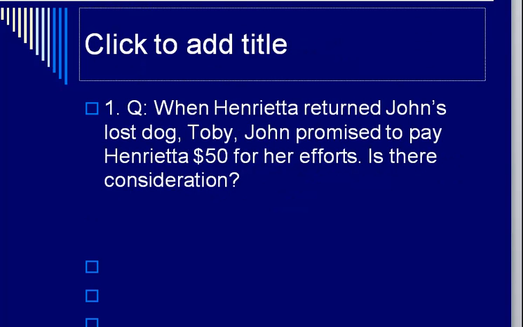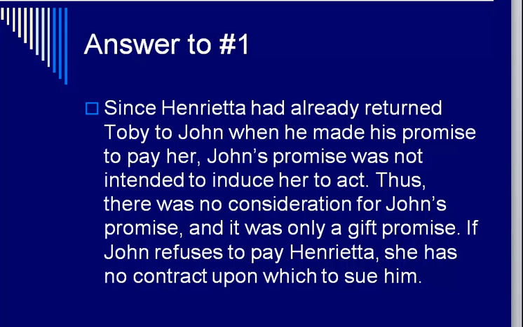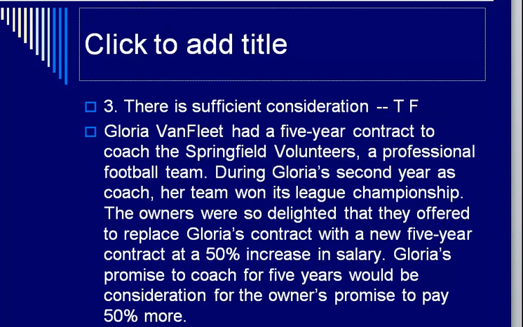Okay, let's look at some examples here. When Henrietta returned John's lost dog, Toby, John promised to pay Henrietta $50 for her efforts. Is there consideration? No. No consideration. It was a gift promise. Henrietta had already returned the dog, so she didn't return the dog based upon the promise. In other words, the promise wasn't factored into her decision to return the dog. It just so happened that she returned it and then he made the promise. That's a gift. That's no consideration. Notice that if Henrietta went out and spent the money that she was going to receive, then there might be an argument for promissory estoppel in that case.